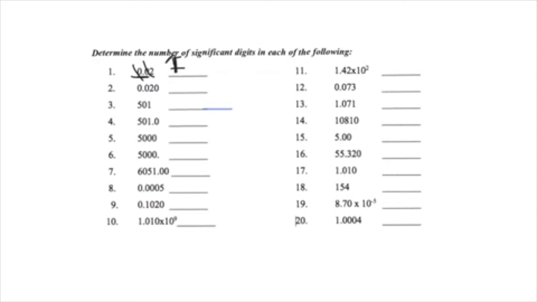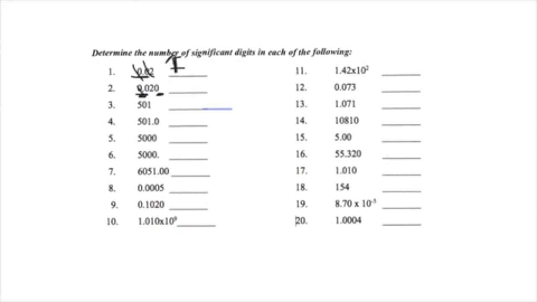Well, I have 2 leading zeros that come before the first thing that isn't 0. And I have a single trailing 0, the zeros that come after the last thing that isn't 0. So I have 2 leading and 1 trailing. Well, according to my rules, my leading zeros never count.